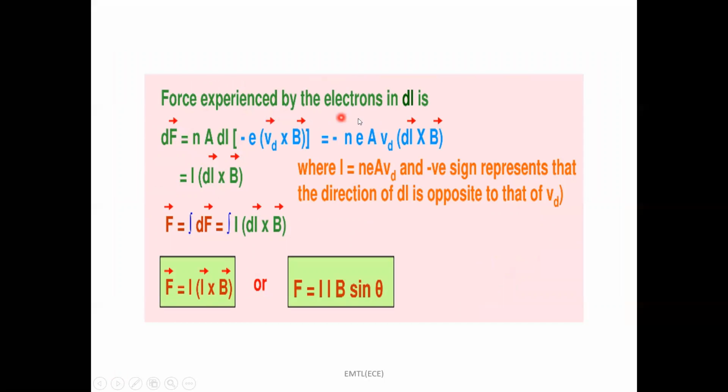Now, the force experienced by the electron in this smallest length. Whatever we take, the smallest length is dl, then automatically the force experienced by the electrons in this small dl length is represented by dF bar. So dF bar is equal to nA dl times minus e Vd cross B bar, which is equal to minus n e A Vd.